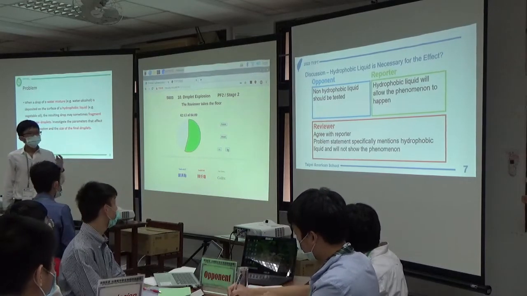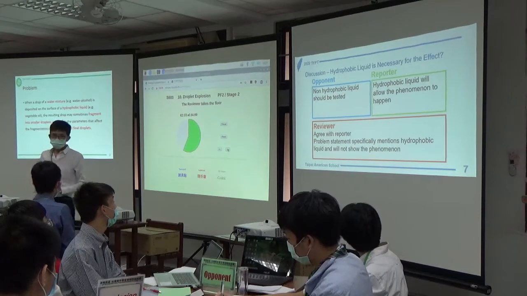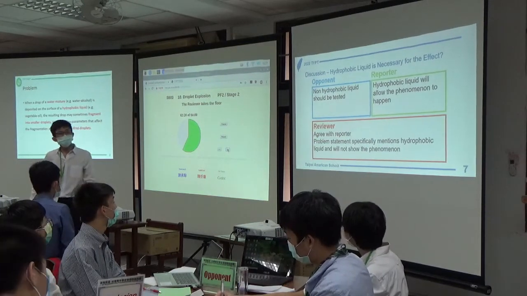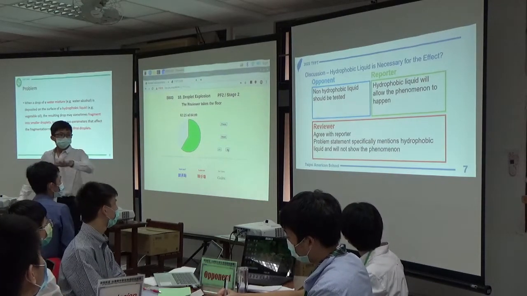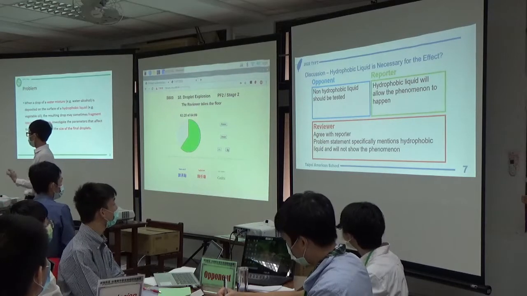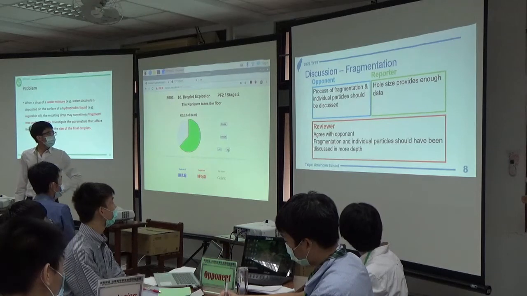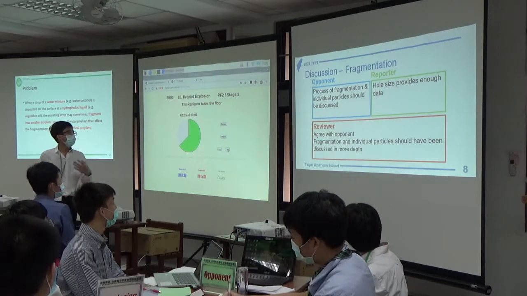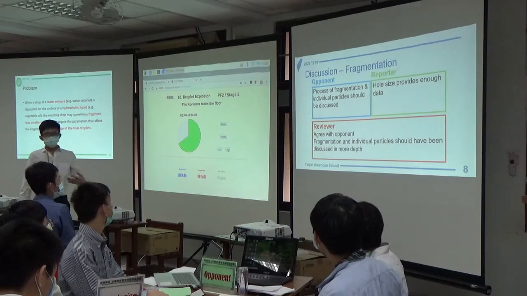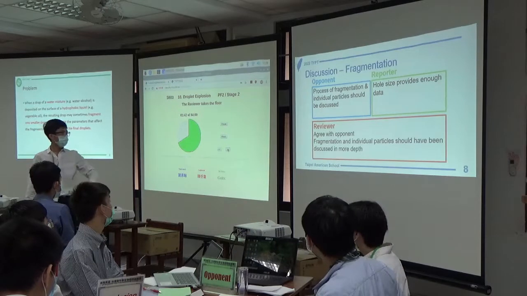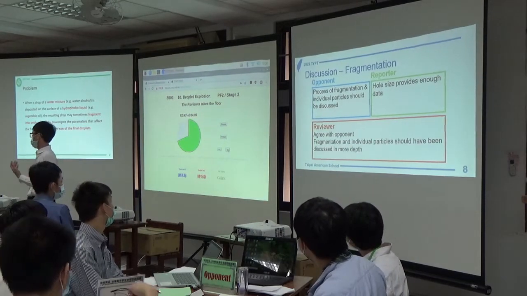And the opponent also asked if the hydrophobic liquid is necessary for the effect. Well, it's in the problem statement, so I think that we really should be testing with hydrophobic liquids. And moreover, the hydrophobic liquid will actually serve as a fluid interface for the phenomenon to occur in the first place. And as for fragmentation, the opponent said the process of fragmentation and individual particles should be discussed, while the reporter said the whole size provides enough data. In this case, I agree with the opponent, and that the fragmentation and individual particles should have been discussed more in depth because it's included in the problem statement.